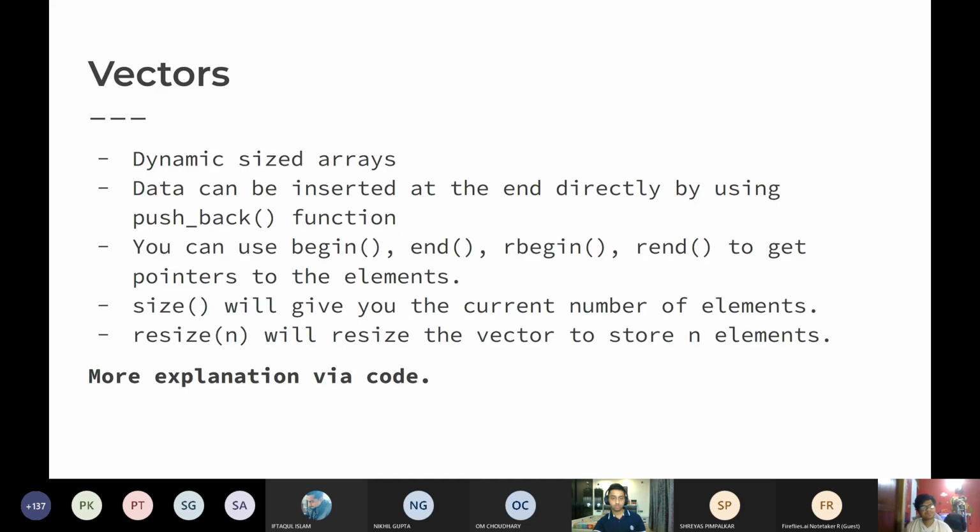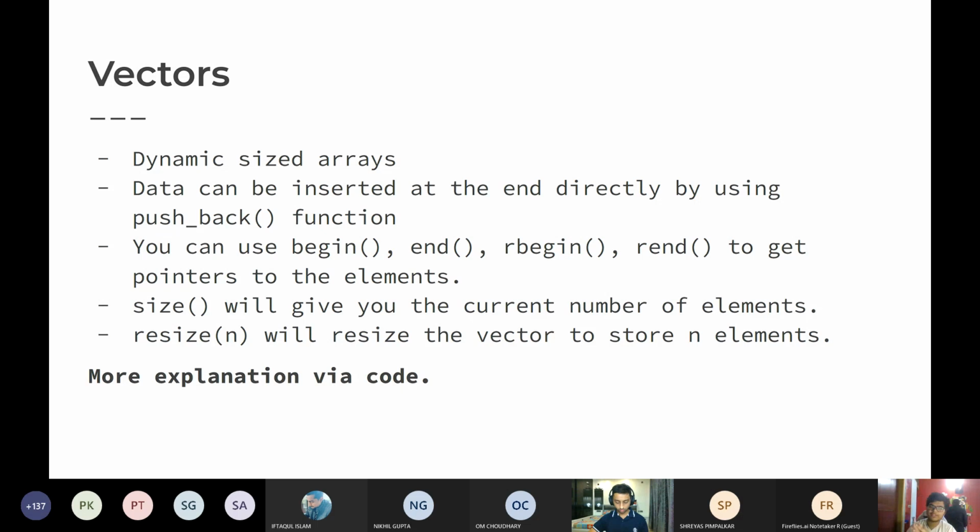The first data structure that we will look at is vector. A vector is a dynamic sized array. What is the meaning of dynamic sized array? If you recall, in the previous lecture when we talked about arrays, we said we have to declare an array of n elements at the beginning, and that is fixed. In no way can you change the size of an array.